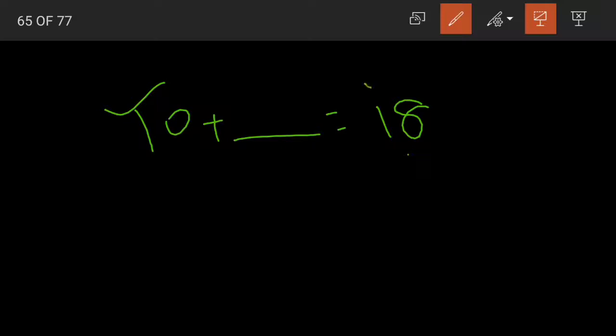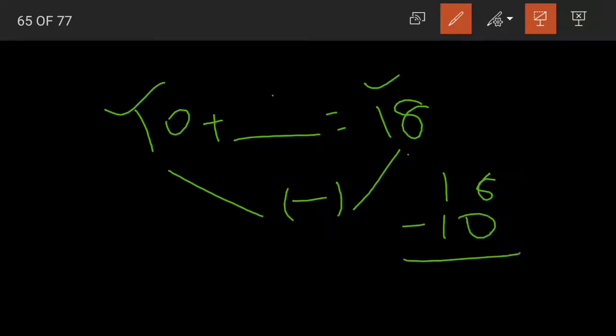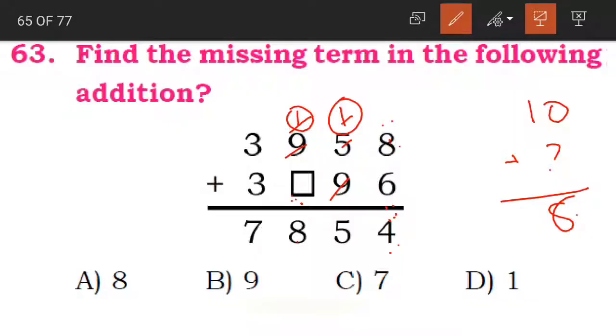One addend is given and the sum is given. What to do now to find out the other addend? Yes, subtract. 18 minus 10. 8 minus 0 is 8. 1 minus 1 is 0. So what is our answer here? 8. 10 plus 8 is equal to 18. So 8 here, 10, 18, 1 carried, 1 plus 3 is 4, 4 plus 3 is 7. So this is our correct answer. Option A, 8. Yes children.